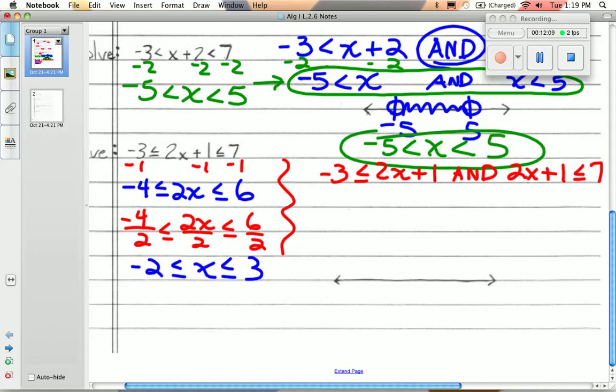Okay, how many of you solved it using the breaking it into simple inequalities method? Okay, and so were your two solutions this? Were they negative 2 is less than or equal to x, and x is less than or equal to 3? Okay. So then when you bring them back together, remember the x's kind of come on top of each other and we still get the same solution, don't we?